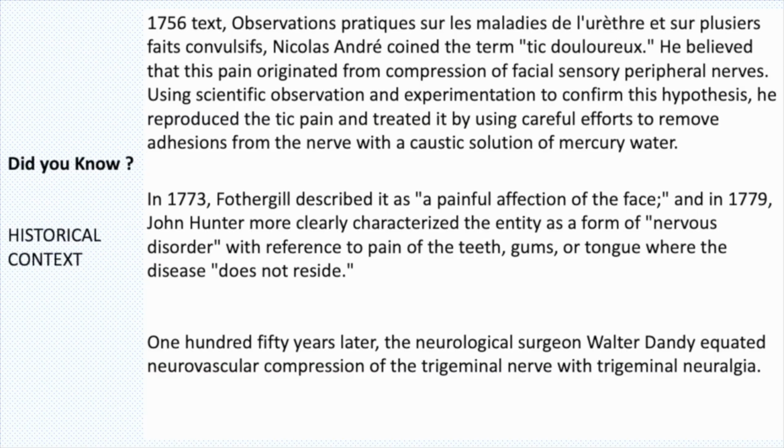In 1773, the British physician scientist Fothergill basically talked about this in a little more detail. And John Hunter, another British physician scientist, basically put together a little more description of this particular condition. It took almost another 150 years in the modern age of medicine, where Walter Dandy, who a lot of things in neurosurgery have been attributed to, equated this to compression of a neurovascular structure.